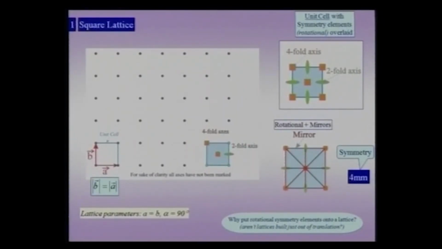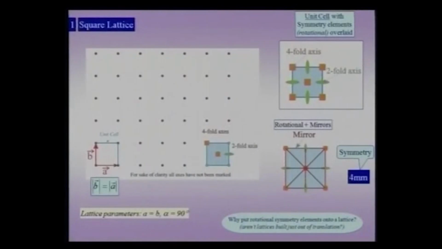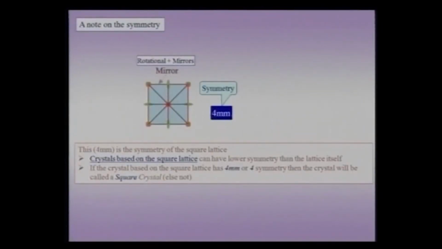Now, we asked ourselves the question, why do we put symmetry operators on top of a lattice? The answer to that, we saw, is that we are going to consider crystals in future, and the classification of crystals is based on symmetry and not merely the lattice translation vector, which we had seen is the first requirement for something to be considered a lattice.